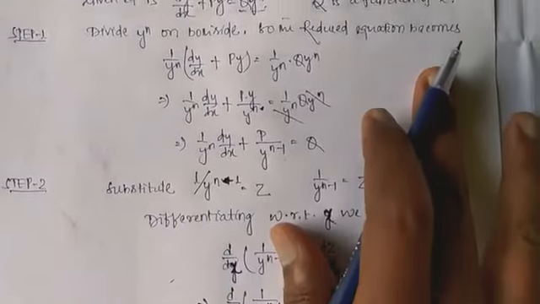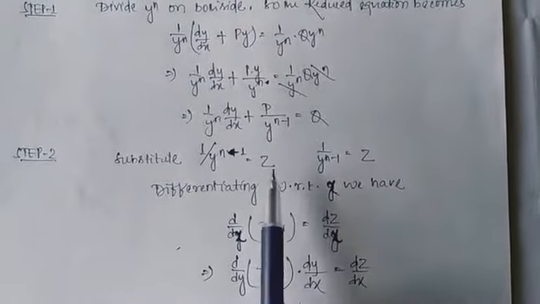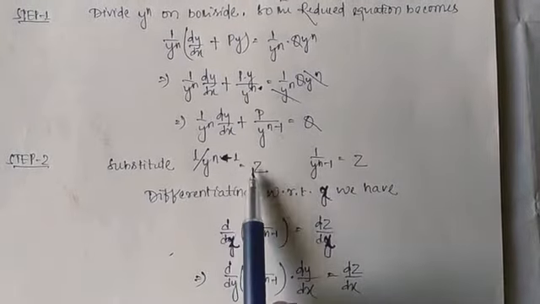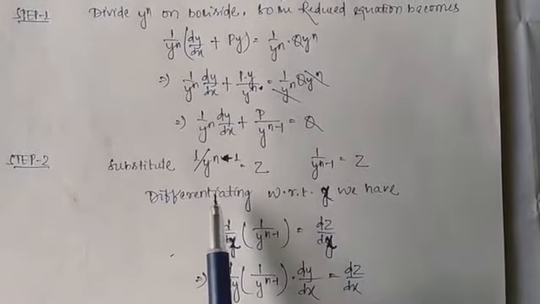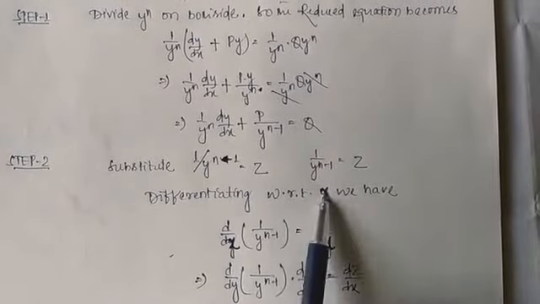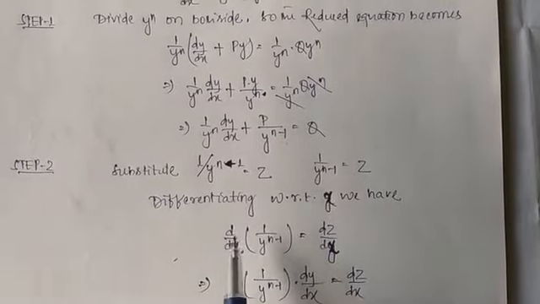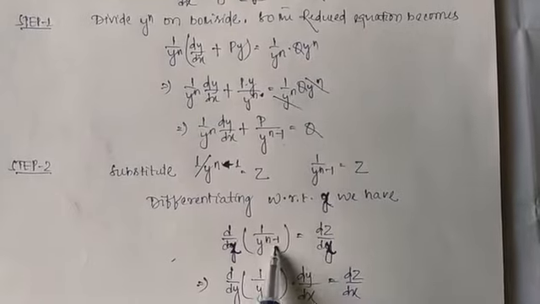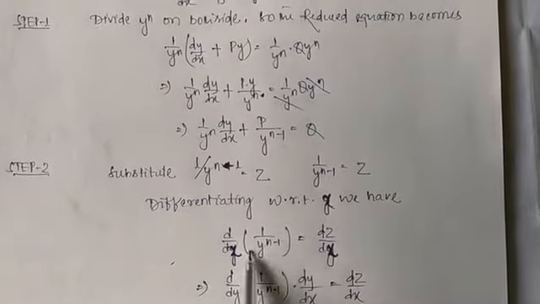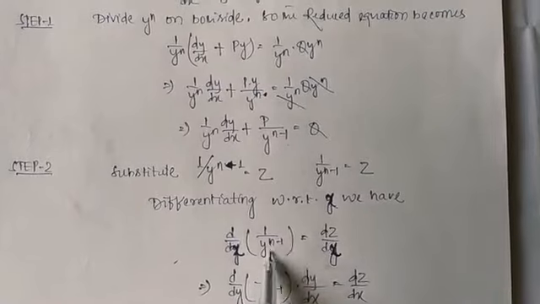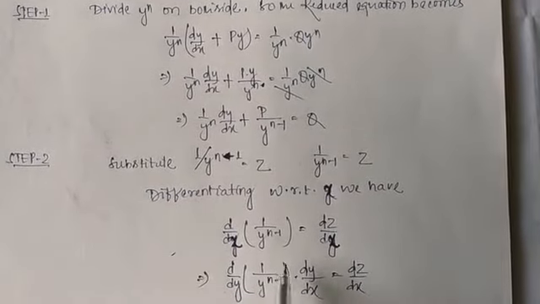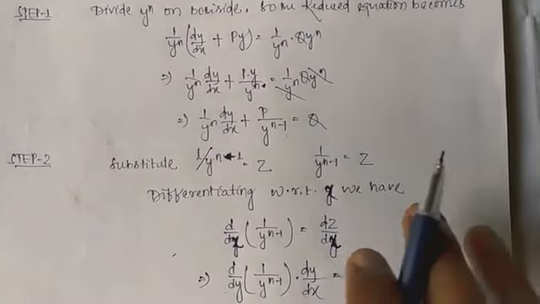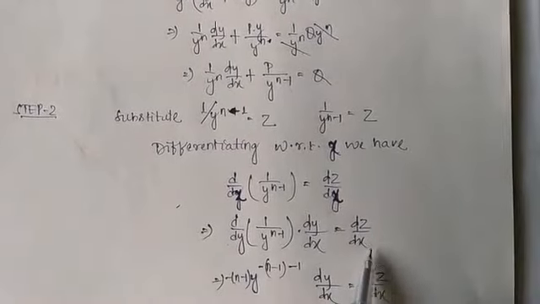Now we will substitute 1 by y to the power n minus 1 equal to z. Differentiating both sides with respect to x, what will we get? d by dx of 1 by y to the power n minus 1 is equal to dz by dx. As this is a function of y, first we will differentiate with respect to y, and then multiply by the derivative of y with respect to x, because y is also a function of x, and that is equal to dz by dx.